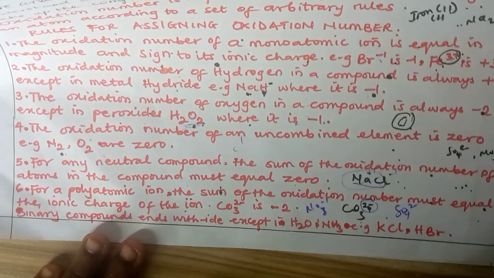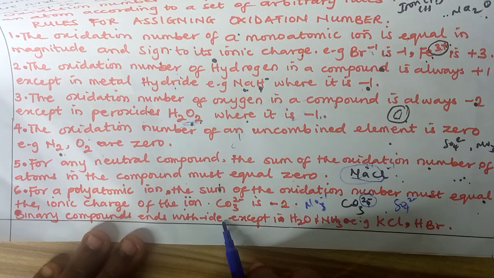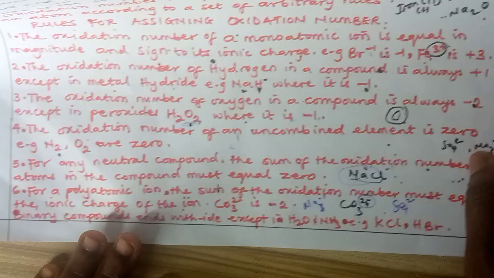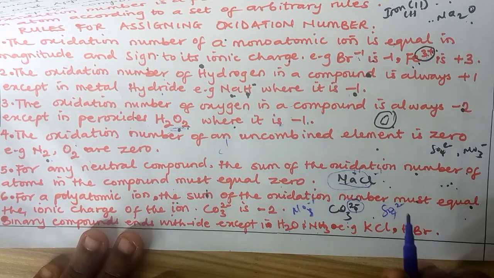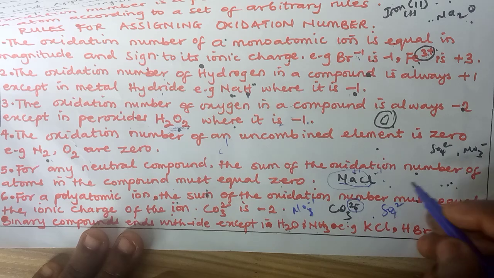There are other things that you need to know when naming compounds, like binary compounds. They always end with "ide" except in water and ammonia. Binary compounds means they contain 2 elements. You know, a compound is made up of 2 or more elements chemically combined. And this is a radical, it's not a compound. Because it's made up of 2 or more elements doesn't make it a compound. Because it's carrying charge, it cannot exist alone. It forms part of a compound.